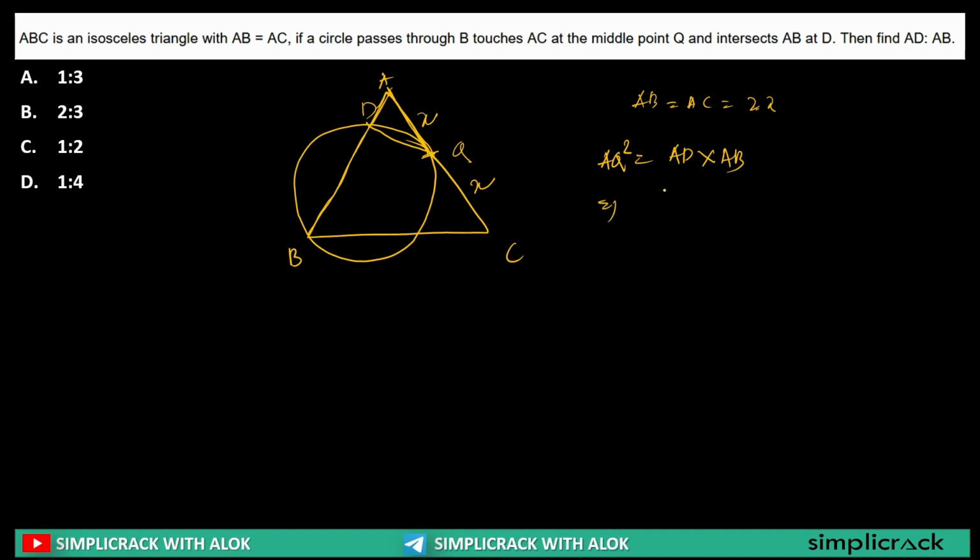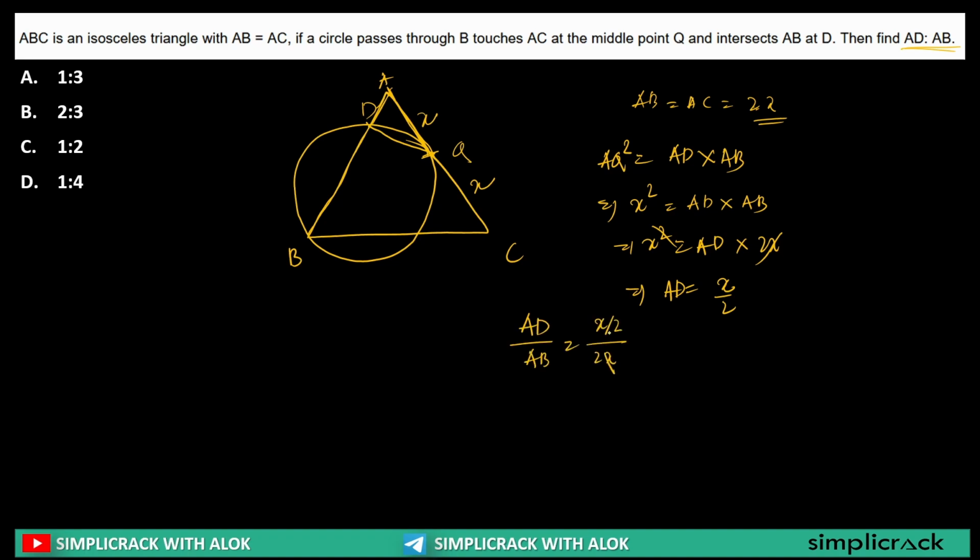Yes, sir, you can write. So AQ is equal to x, x square is equal to AD into AB. But AB is equal to 2x because this is an isosceles triangle. So x square is equal to AD into 2x. X will cross out, so AD is equal to x by 2. Now it has asked to find the ratio of AD by AB, that is x by 2 by 2x. X will cross out, it will be 1 by 4.